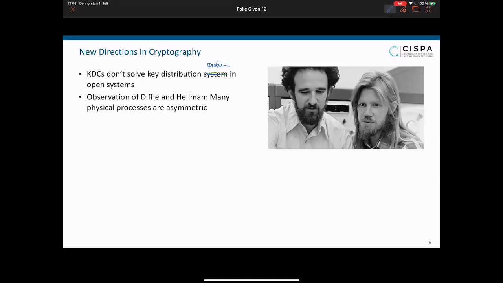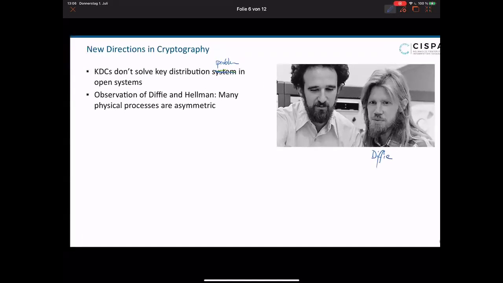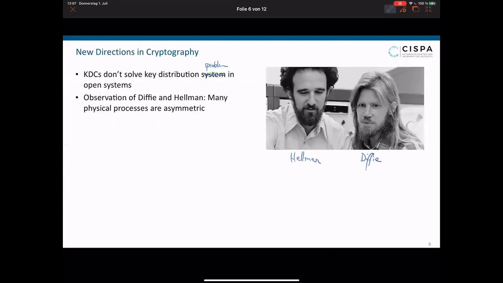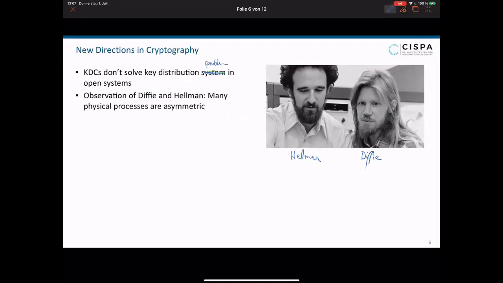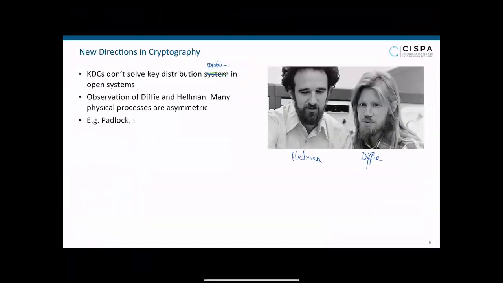And now we're in the year 1976, when these two gentlemen, Whitfield Diffie on the left and Martin Hellman on the right, wanted to go new ways. Basically, their starting point was that in nature, many physical processes are asymmetric.